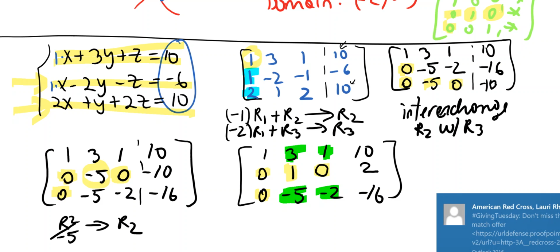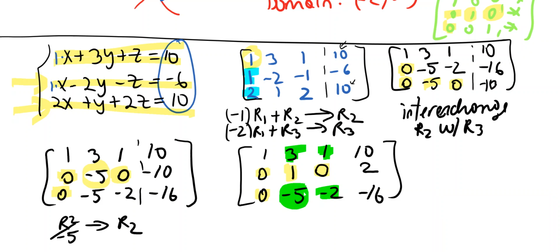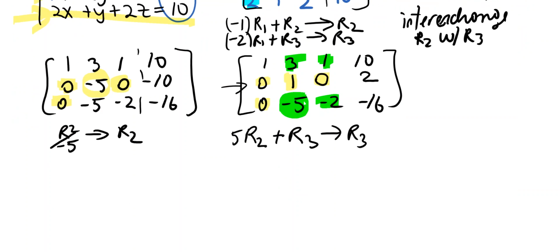Alright, so let's make this -5 a 0. How am I going to do that? I'm going to use row 2. I need this to be a 5 so that when I add it, I'll have 5 minus 5. So I'm going to take 5 times row 2 and add it to row 3. And that's going to become my new row 3. Okay, so everything else stays the same. So row 1 and row 2 stay the same.